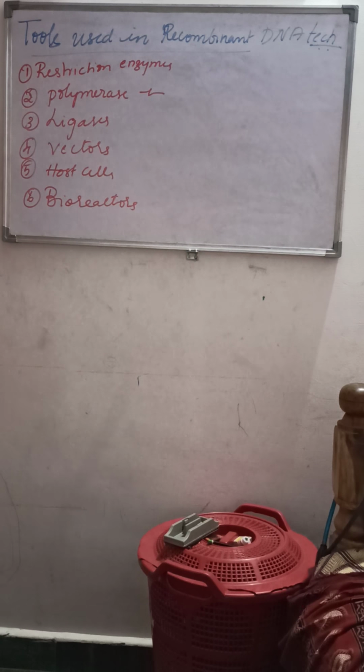So what are the tools used in recombinant DNA technology? That is restriction enzyme, polymerase enzyme, ligase, vectors, host cells and the bioreactor. It is a very important concept which is usually asked in your exam.